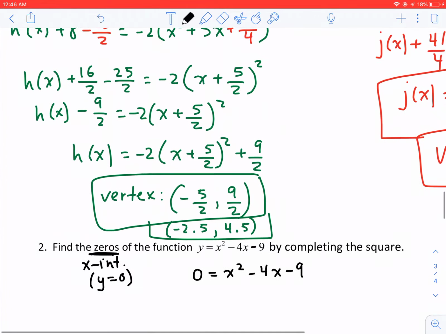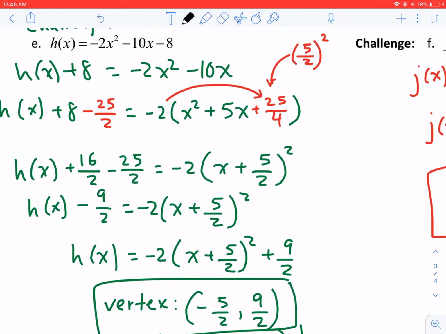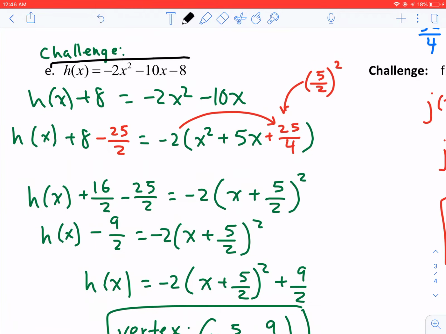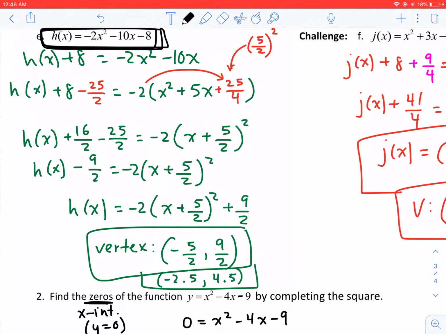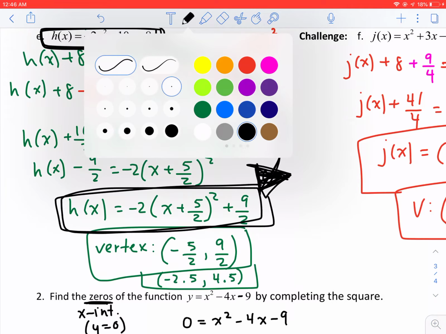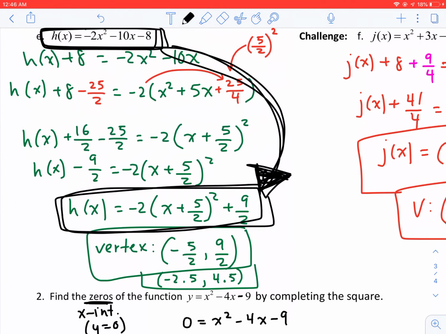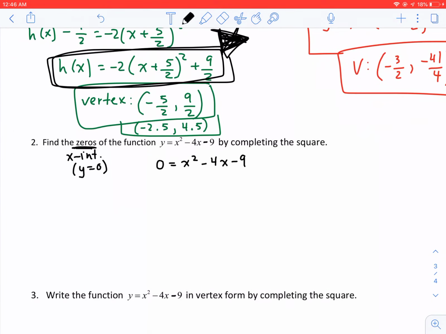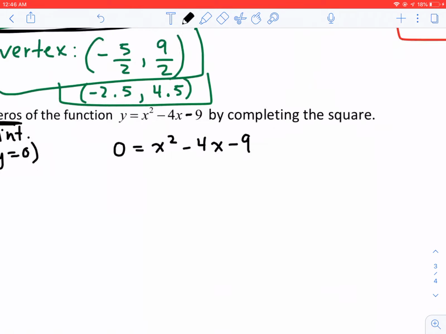The reason we're doing this is I just want to make sure you realize the difference with what we were doing before. Before, we were starting with a function in standard form, and we were taking that function and getting it into vertex form. So we're not solving any equation, we're just writing it in a different way, so we can easily identify the vertex. But completing the square is something you can also use to solve equations.